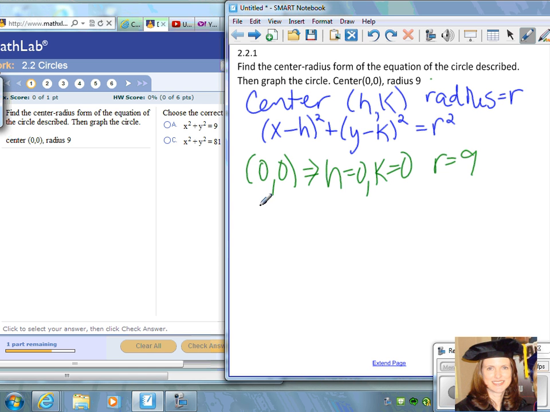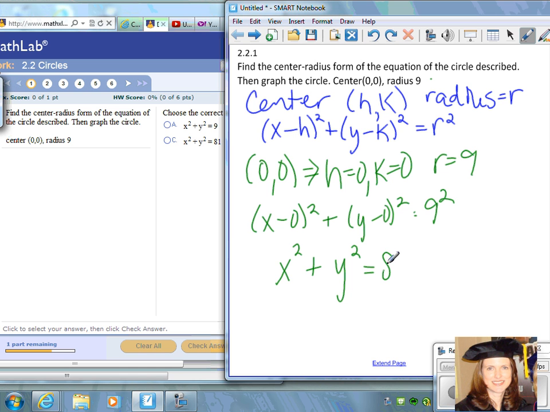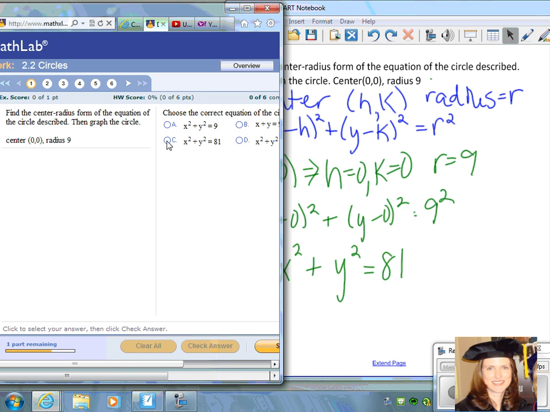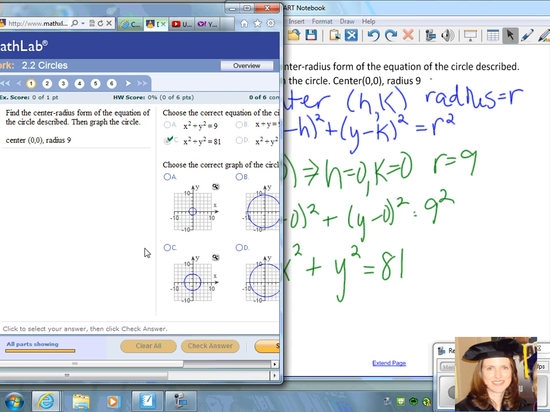Plug those into the formula: x minus 0 quantity squared plus y minus 0 quantity squared is equal to 9 squared. When you simplify what's in the parentheses, x minus 0 is simply x. When you square it, you get x squared plus y squared equals 81. Out of all the choices, x squared plus y squared equals 81. For my problem, the choice is C. We can check our answer and then move on to the actual sketching of the circle.